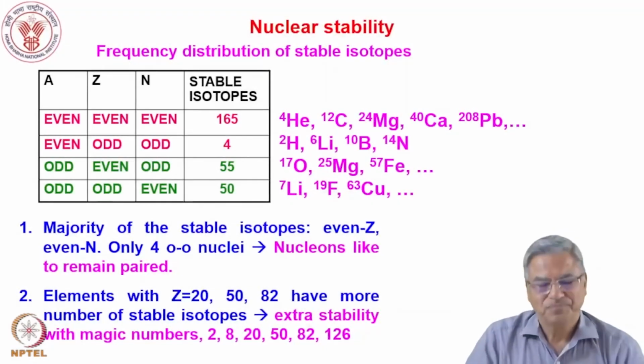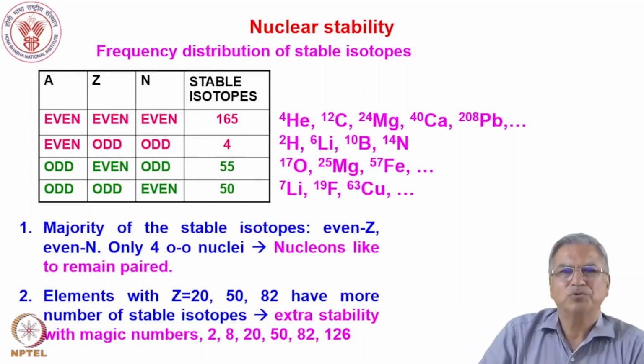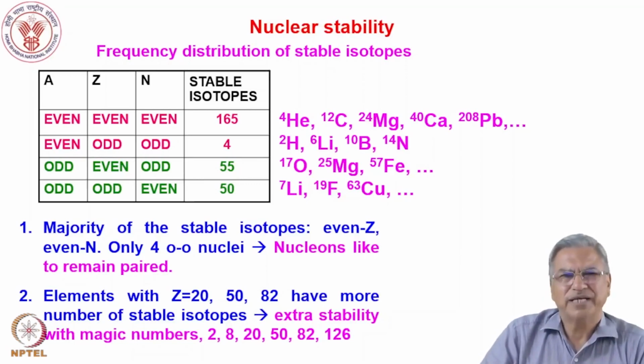Hello everyone. In the previous lecture, we discussed the discovery of the nucleus, the proton, and the neutron, and also how the idea about the nuclear radius was obtained from experiments on scattering of high energy electrons and other heavy charged particles by the nuclei. We also discussed the nuclear mass and binding energy. Now we will discuss the factors that govern the stability of nuclei.